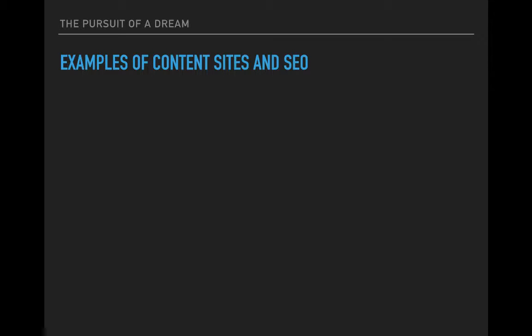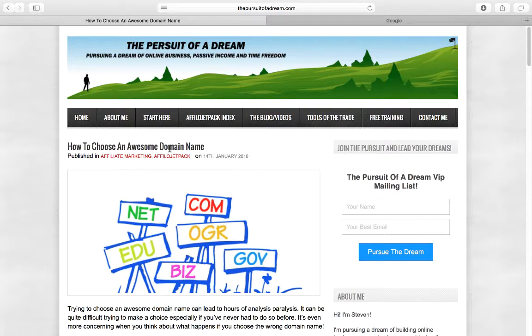Okay, so the first example we're going to look at is thepursuitofadream.com. I know what you're thinking. We had a look at this site already for paid traffic and squeeze sites, but later on we're going to talk about how a website can be both a content site and a squeeze site, so just don't worry about that for now. Okay, so here we are at the website.